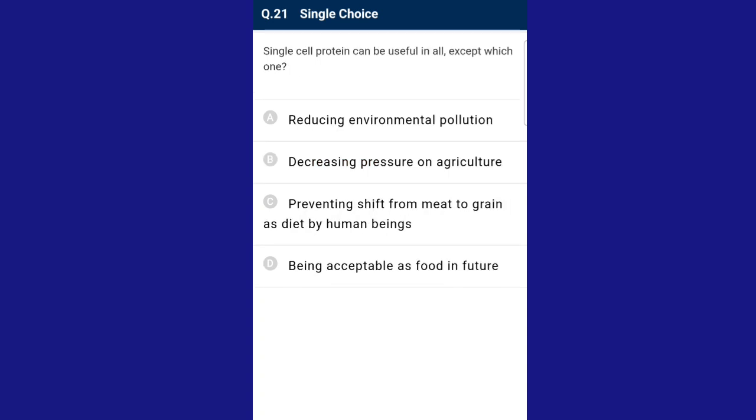Question number 21. Single cell protein can be useful in all except which one? Single cell protein is commonly called as SCP or probiotics. It is protein rich microbial biomass that can be used as food and feed. Examples: spirulina, mushroom, methylophilus, methylotrophus. SCP has all essential amino acids and low content of fats. So the answer is option C. Preventing shift from meat to grain as diet by human beings.